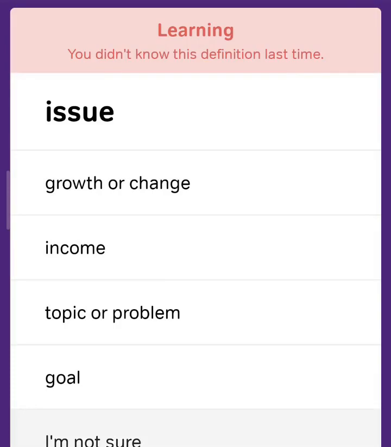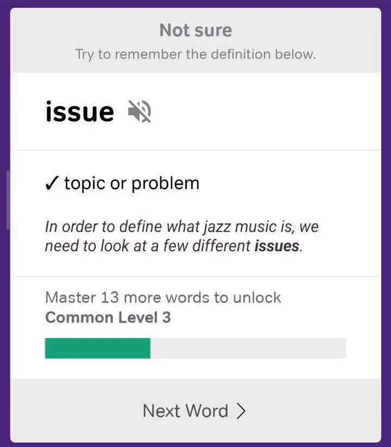Issue. Topic or problem. In order to define what jazz music is, we need to look at a few different issues.